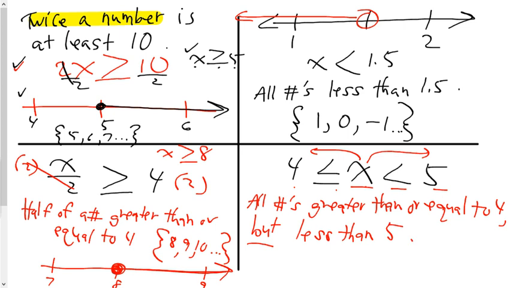So when I read that inequality again, I'll use a blue marker. All numbers greater than or equal to 4. All numbers less than 5. So then when I read it, all numbers greater than or equal to 4, but less than 5. That's what that double inequality states.